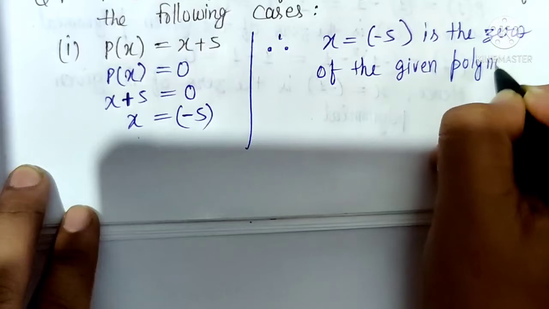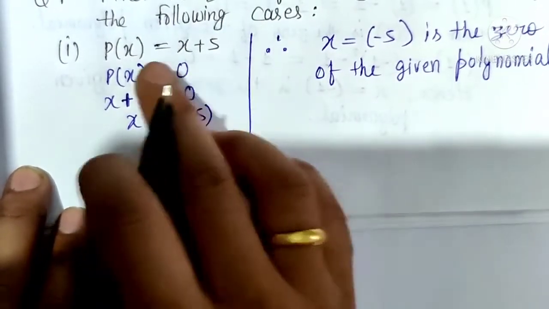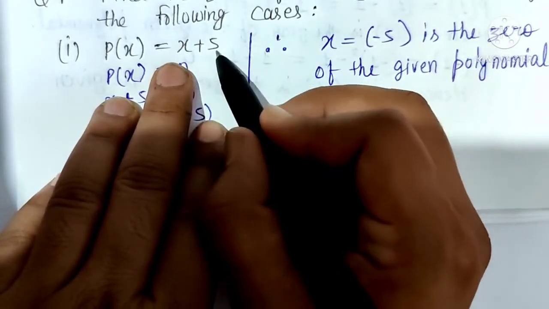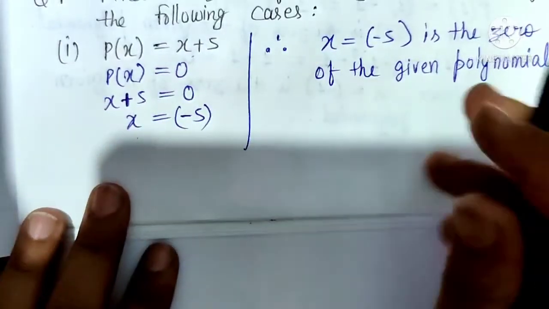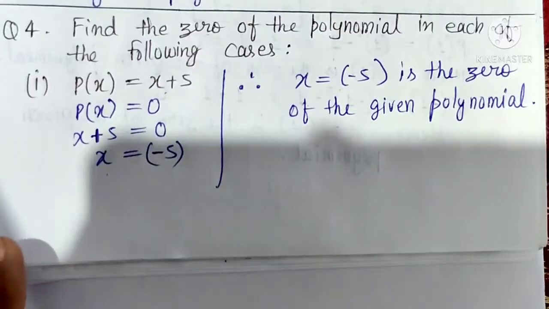It means if we put minus 5 in place of x in this equation, what will come? 0 only. You can just check also. In place of x you put minus 5, so minus 5 plus 5 becomes 0 only. So this is correct. So we have found the value for this first part.